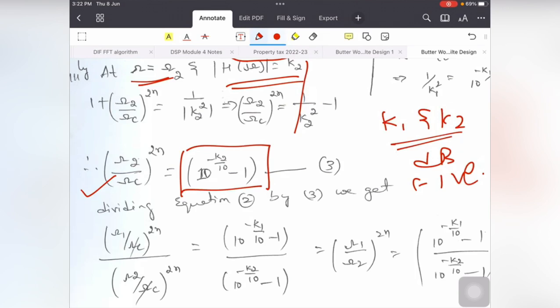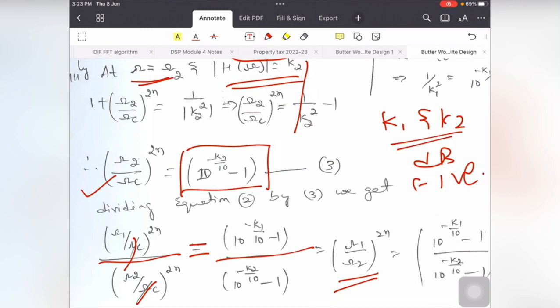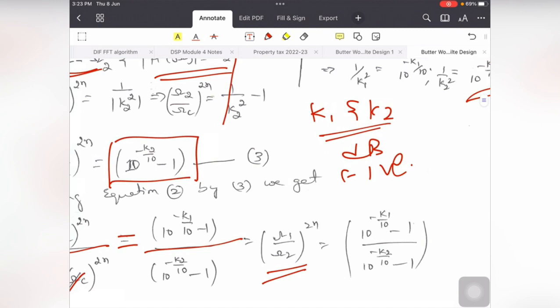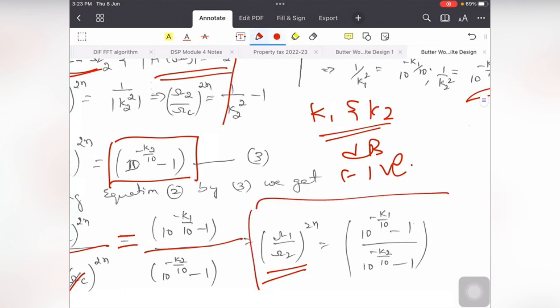(omega 1 by omega c)^2n divided by (omega 2 by omega c)^2n is equal to (10^(-k1/10) - 1) divided by (10^(-k2/10) - 1). Omega c will get cancelled. So we will get (omega 1 by omega 2)^2n is equal to (10^(-k1/10) - 1) divided by (10^(-k2/10) - 1). I will get this equation.